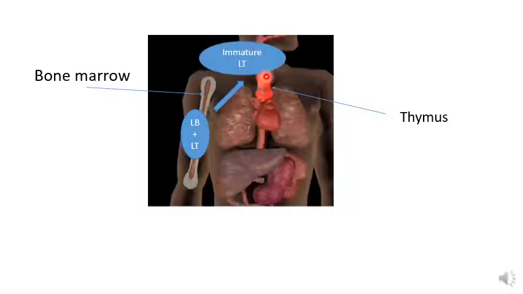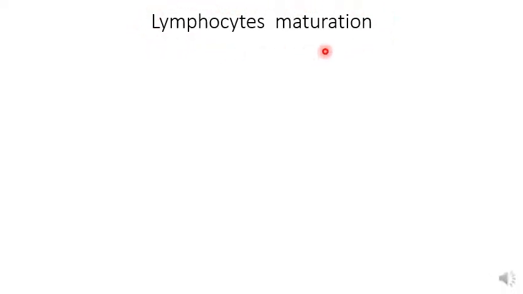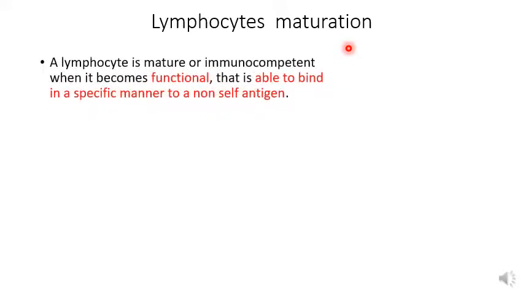At the level of LT, the immature LT that don't complete their maturation in the bone marrow leave to the thymus, where they undergo their maturation. Let's now move to the paragraph about lymphocytes maturation. What is the meaning of the term maturation?